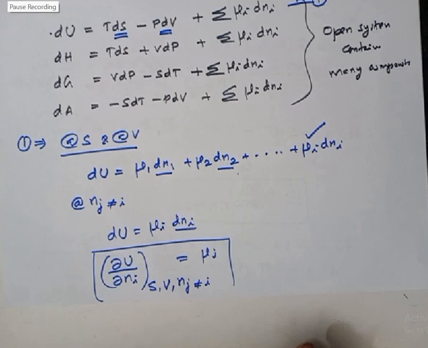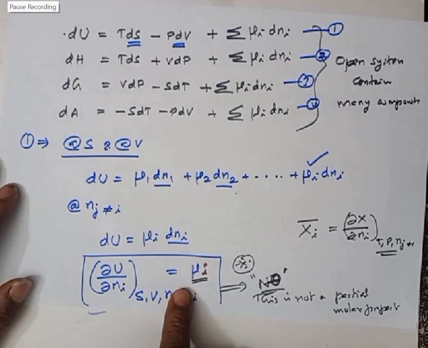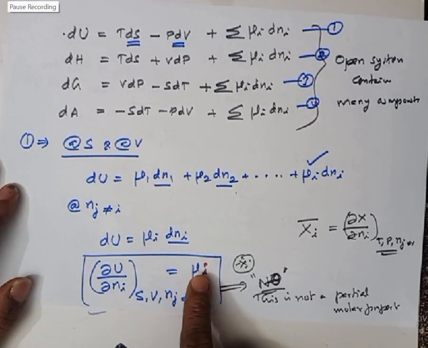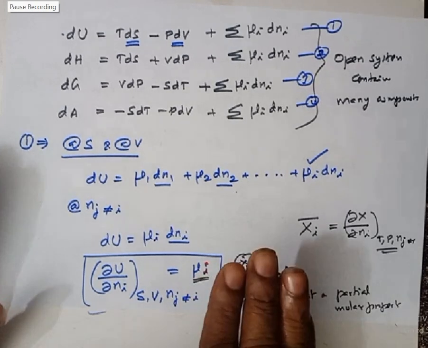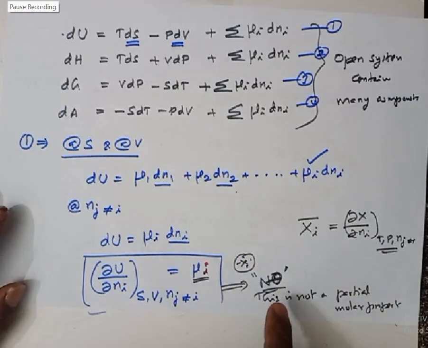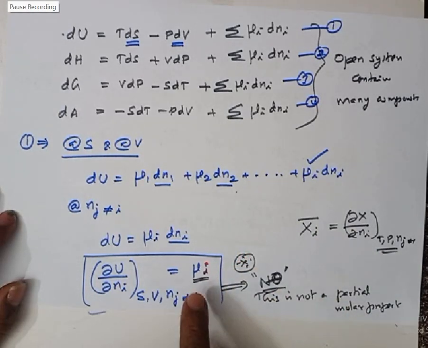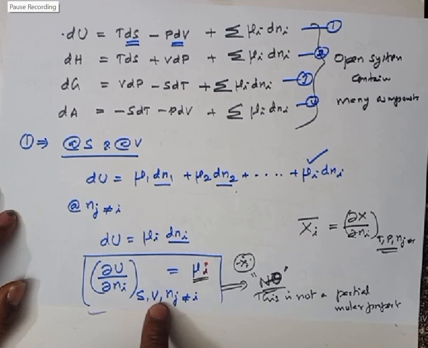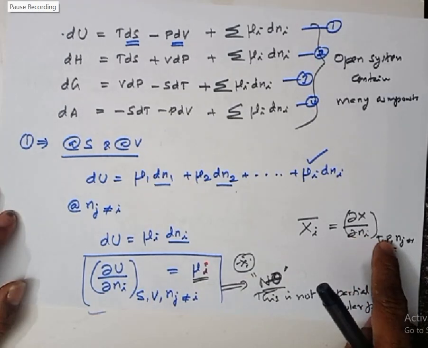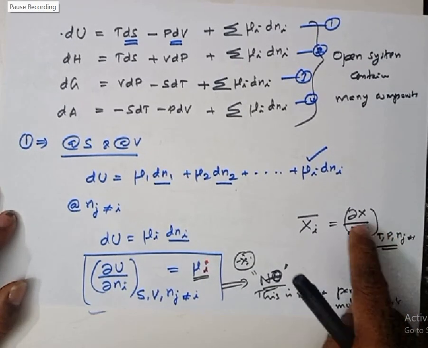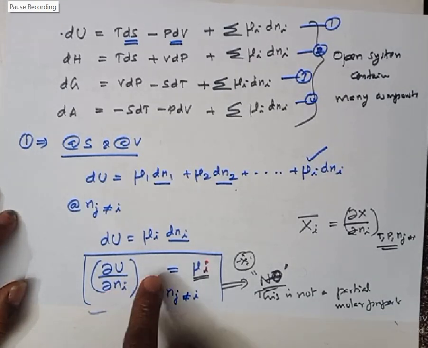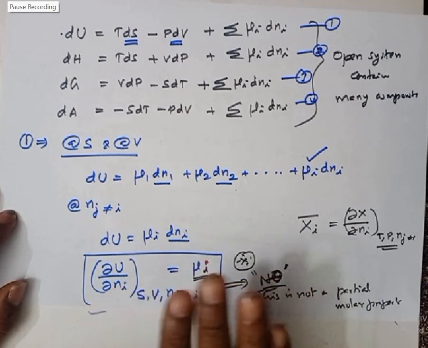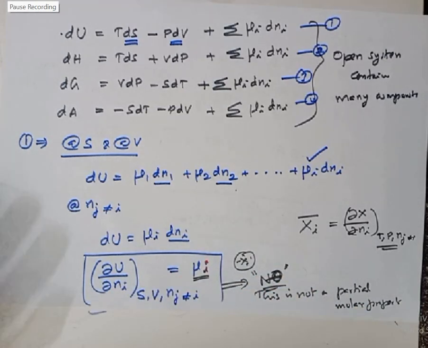Now I asked you whether mu i is a partial molar property or not. The answer is, this is not a partial molar property. Why? Because the constants that we kept here are entropy, volume, and number of moles. If you keep temperature, pressure, and number of moles constant, then only that property is a partial molar property. So this property gives you chemical potential, but this is not a partial molar property. Keep this in mind.